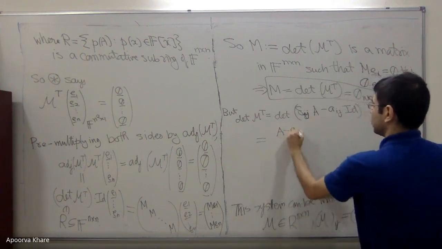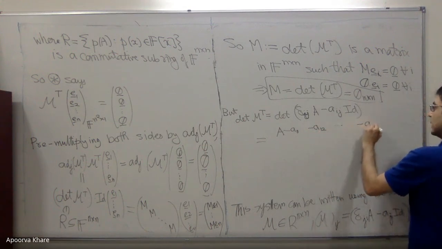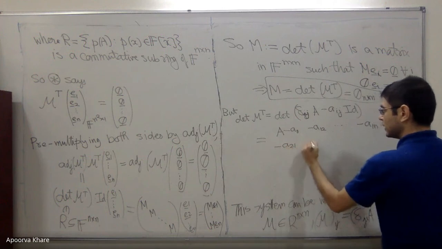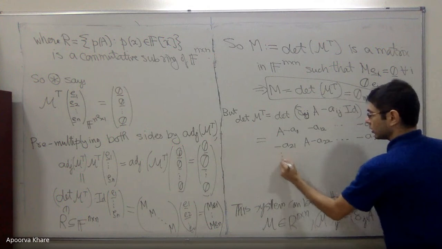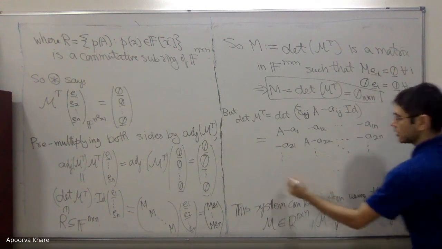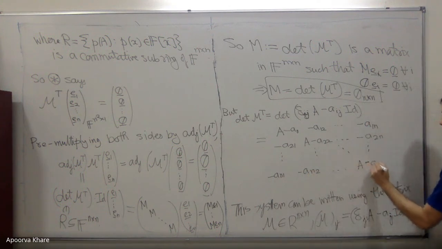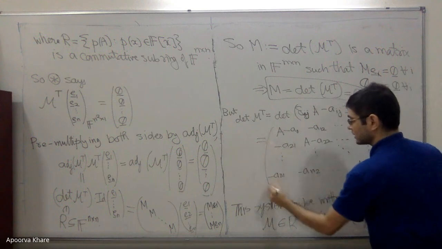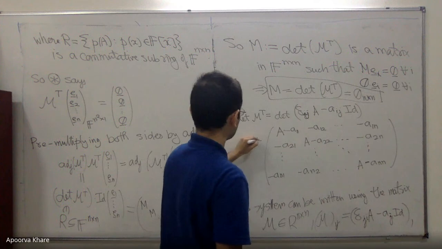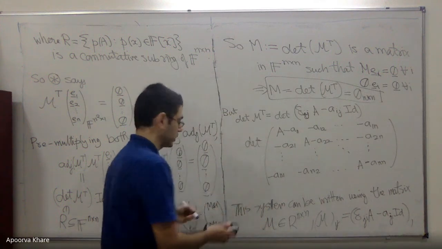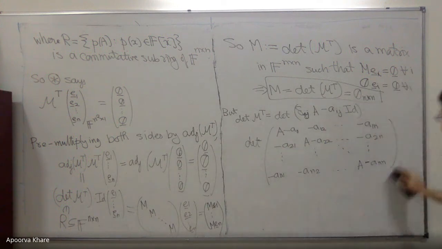So A minus A11 times identity, I don't write that, minus A12, minus A1n, minus A21, A minus A22, minus A2n, dot dot dot, minus An1, minus An2, A minus Ann. So this is this matrix, of course, where the scalars mean identity matrix, and I can still take the determinant because it is over a unitive commutative ring. But this determinant should look very familiar to you.